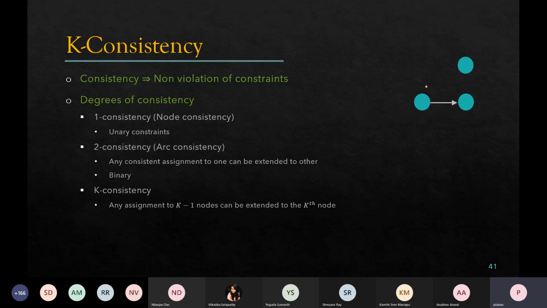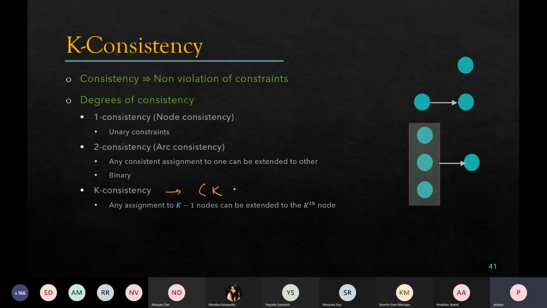And we can extend it further by considering k-consistency. And what does that mean? If you have assigned values to only k minus 1 nodes, and you want to check whether the assignment of the kth node goes well with the assignment in the k minus 1 nodes or not, then if we have consistency there, we define this to be k-consistent, right? And basically, if we have k-consistency, we have k variables associated with this problem, right?